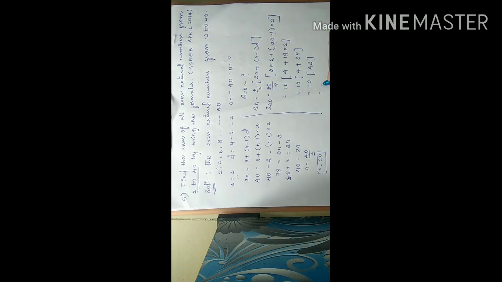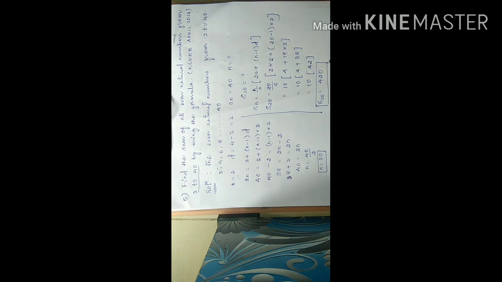Now 10 into 42 is 420. That is S20 is equal to 420. This is the sum of even natural numbers from 2 to 40.